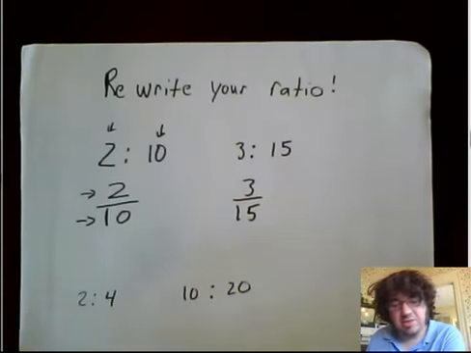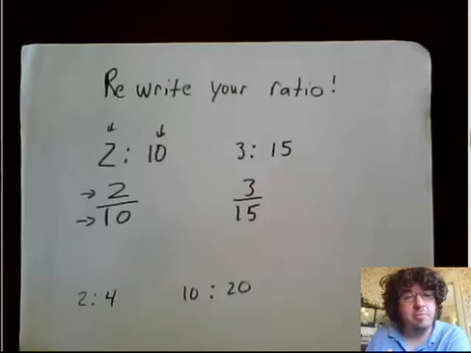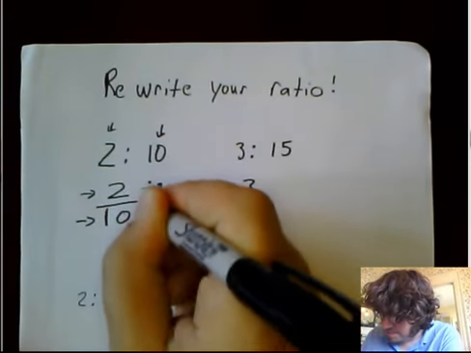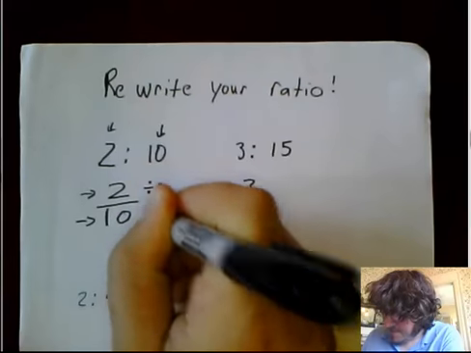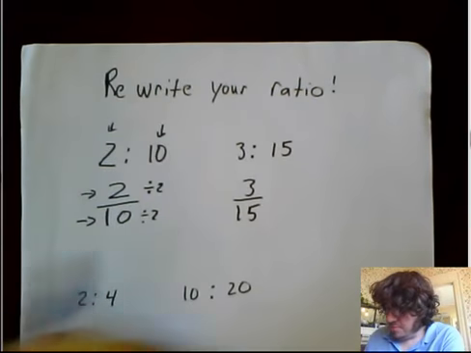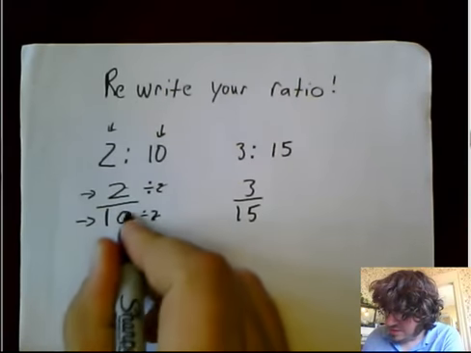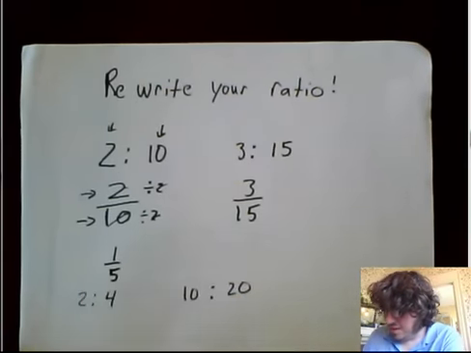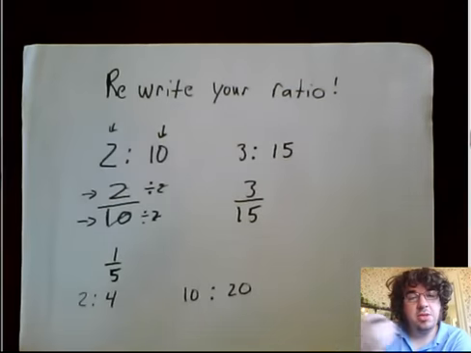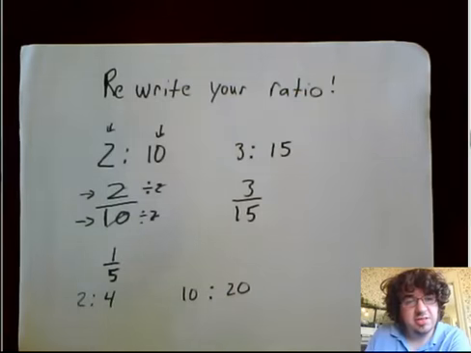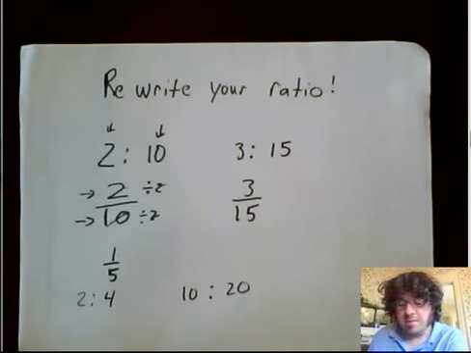Now if I'm going to reduce 2 tenths, I'm going to divide the top and the bottom by 2 because it has 2 in common. When I do that, 2 goes into 2 once, 2 goes into 10 5 times. So when we reduce that fraction down in simplest form, it's 1/5.